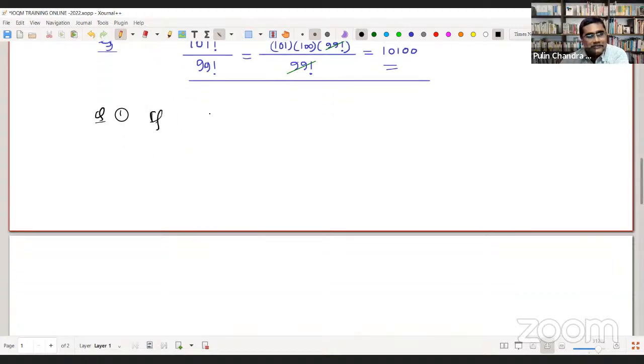If 1/9 factorial plus 1/10 factorial equals k by 11 factorial, right? Find k. This is a question we got.